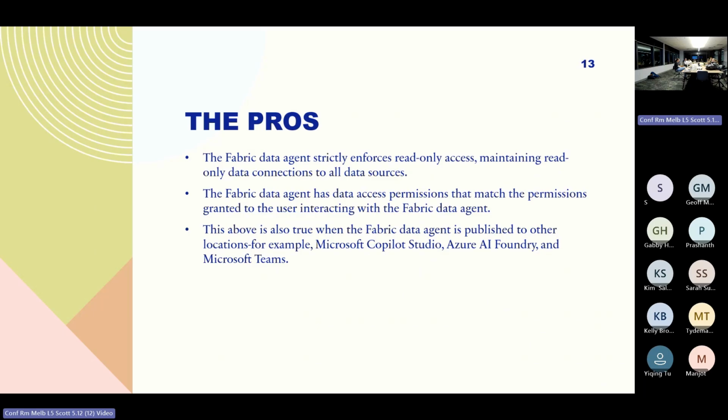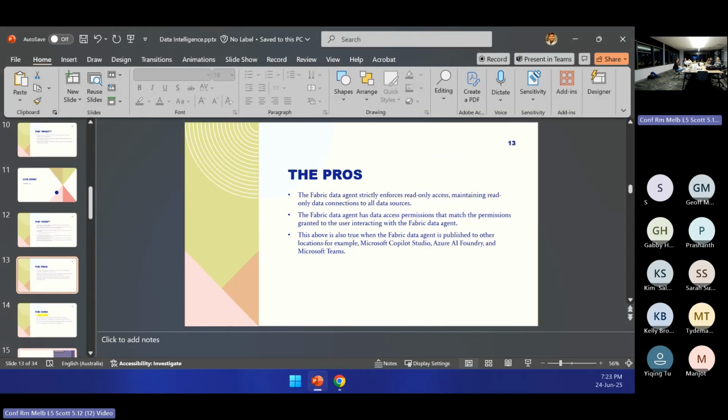The second, like I said, it matches the permission that the user has, not the agent itself. And I really like the third point, which is not only does it respect this within the window that you just saw, the Fabric Data Agent look and feel, but it also respects that when you try and integrate Fabric Data Agent into an external tool like Copilot or an AI Foundry agent. We'll see a small demo of that. Okay.